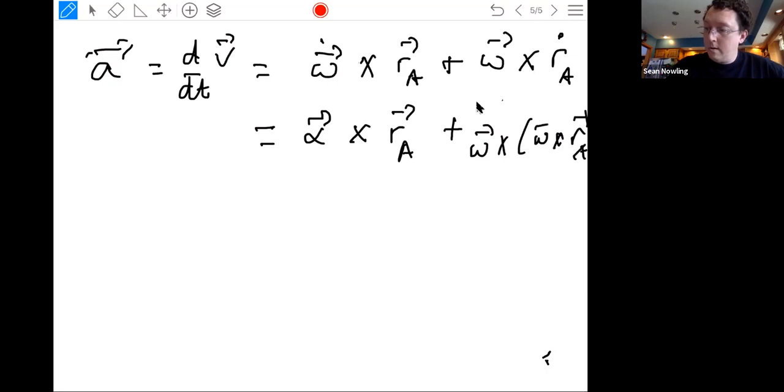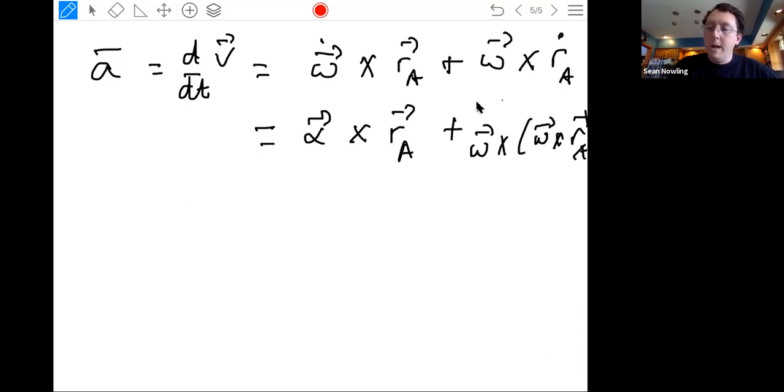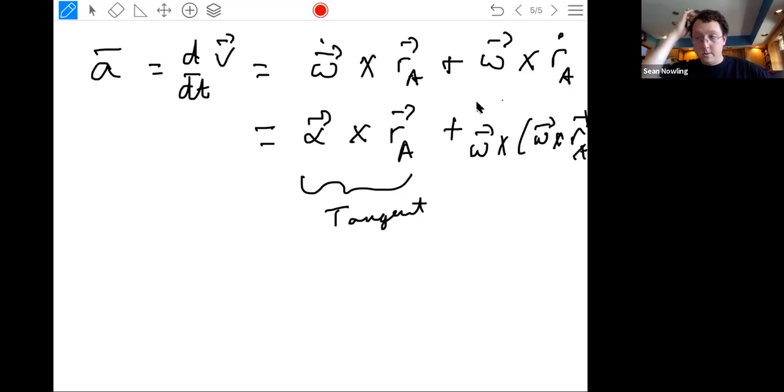Whew. Okay, now how do we interpret these two terms? Well, alpha, if we go back, I should have said this, alpha points along the axis of rotation. So just like omega cross RA is tangent to the circle, alpha cross RA is also tangent to the path of this point, so it's along the circle. And then I have to work out this way. Which way does this point?